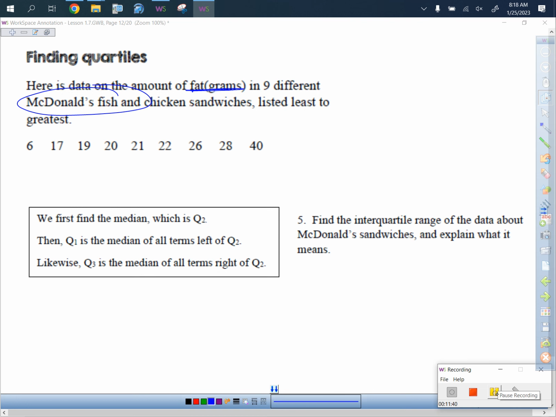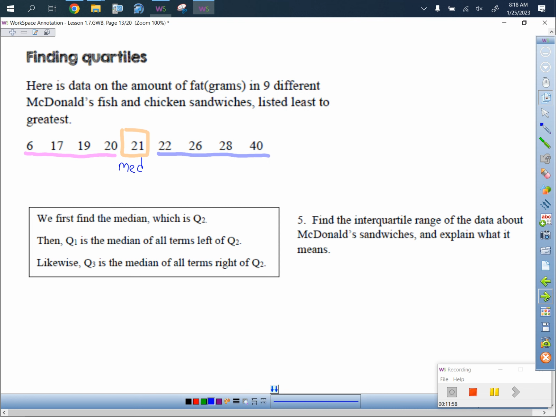Hang with me. So the first thing to do, we're going to break this into 4 spots. We're going to break it in half. We're going to find the median. There's 9 different numbers here, right? So the middle term would have 4 on the left and 4 on the right. Would you believe that that guy right there is totally in the middle? So why don't you circle him and put MED underneath that for median. 21 is right smack dab in the middle.